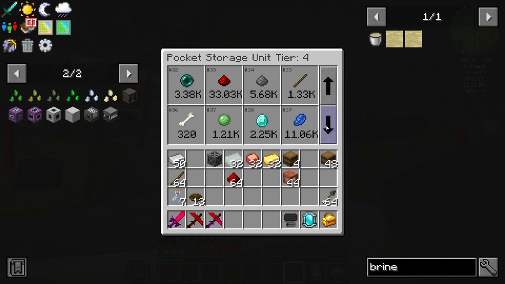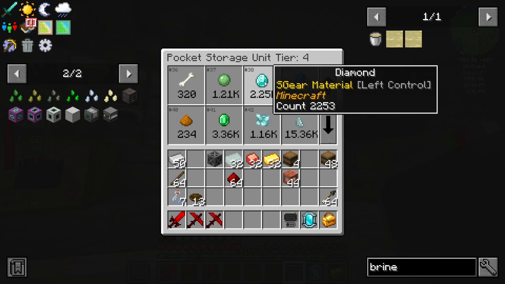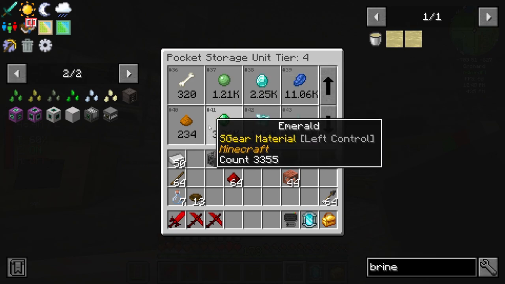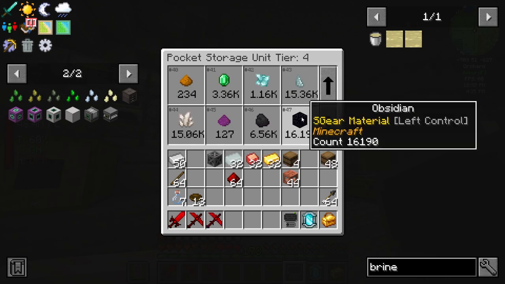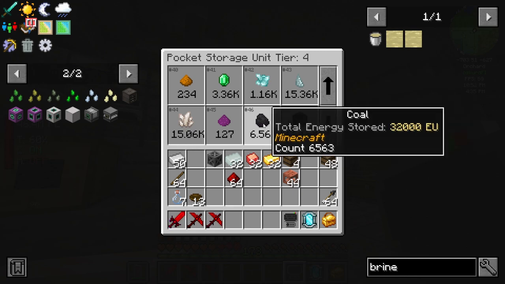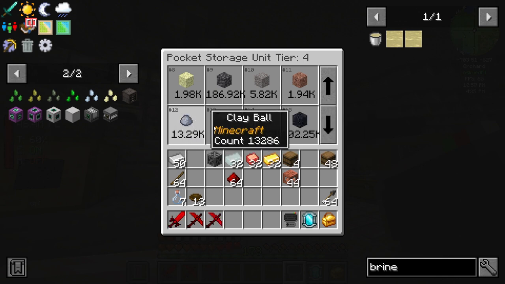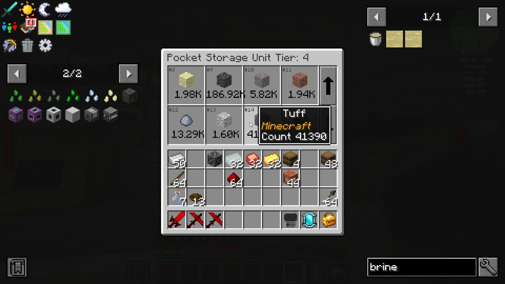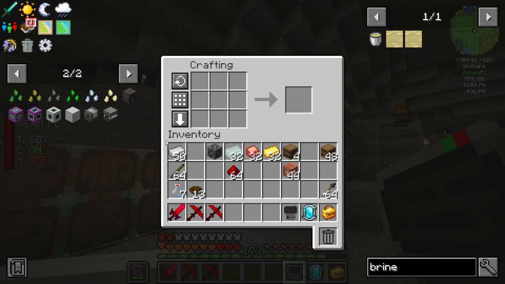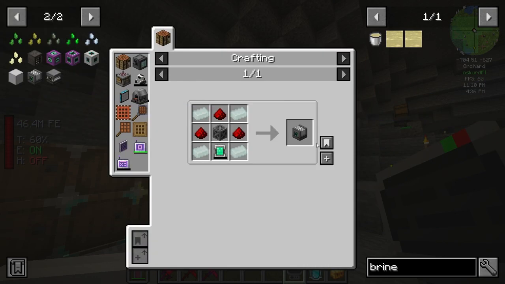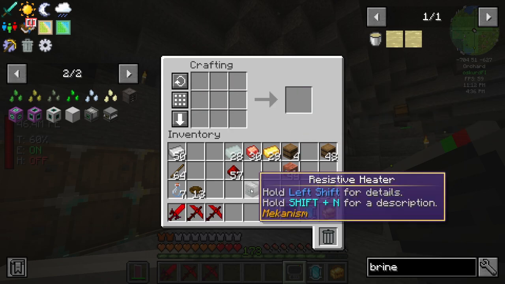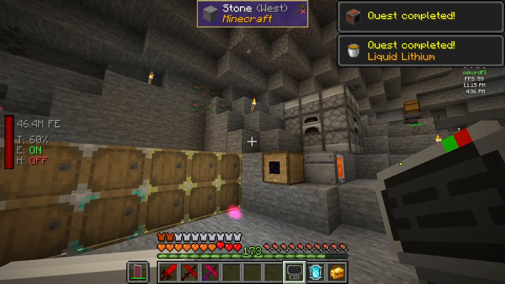Oh, I also went mining a little bit to get diamonds because I had only a few hundred left. So now we have a few thousand. And then a little bit of emerald and all other shenanigans. Some coal as well. And clay balls, now we have 13,000. We had like 60 or something. So we are set for that. Actually, we need these heaters too. So let's make one more.